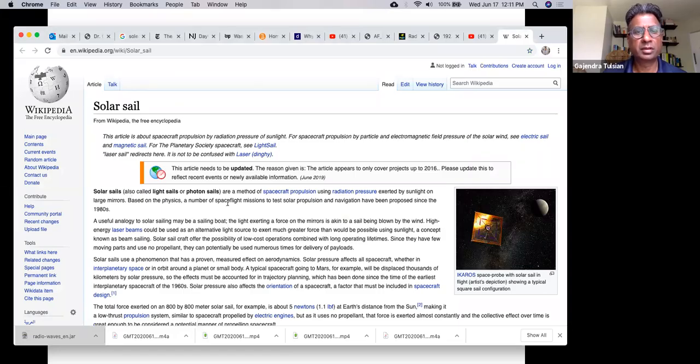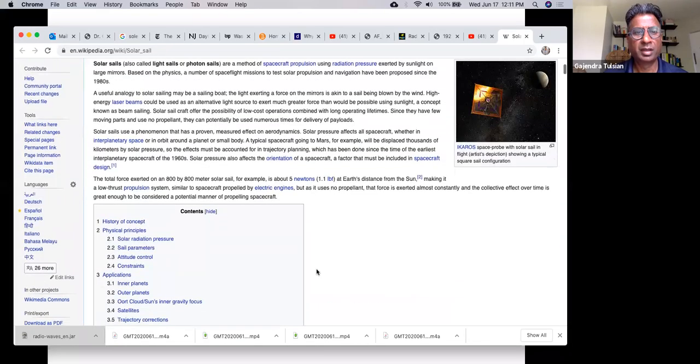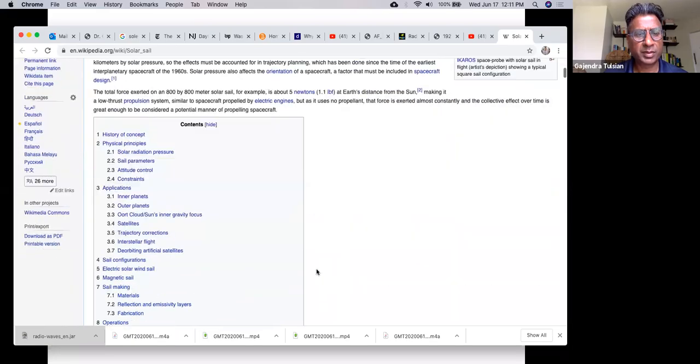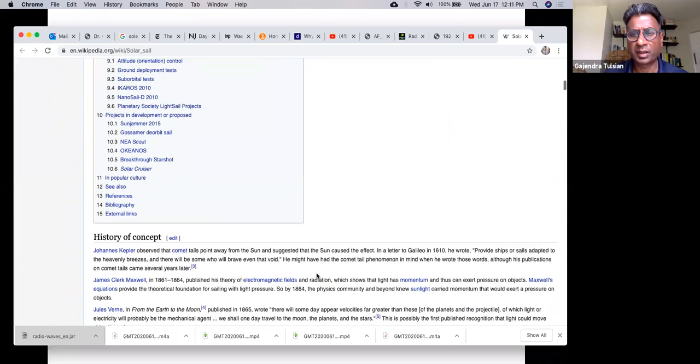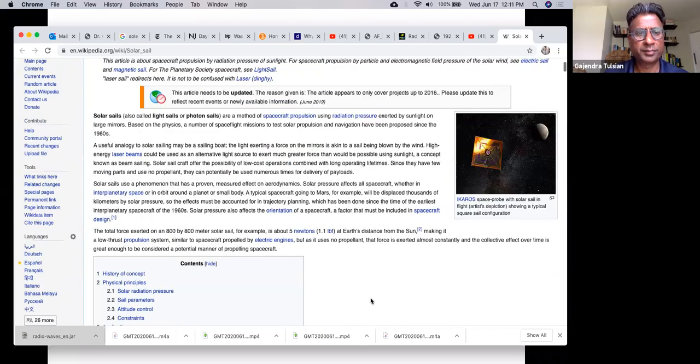Solar sails are a method of spacecraft propulsion using radiation pressure exerted by sunlight on large mirrors. Based on the physics, a number of spaceflight missions to test solar propulsion and navigation have been proposed since the 1980s. Japan has actually flown one. I'm sure the US has flown one too.